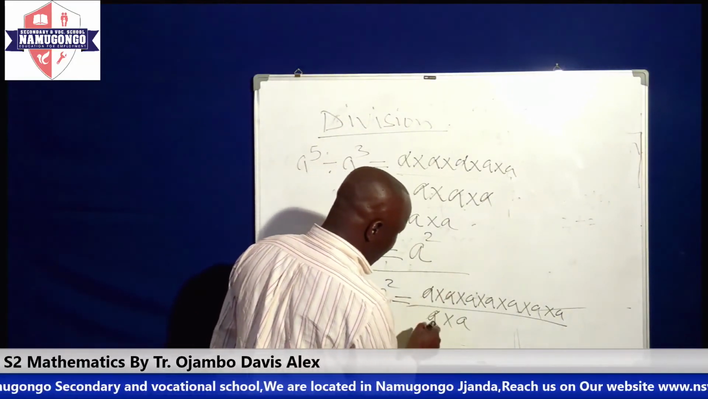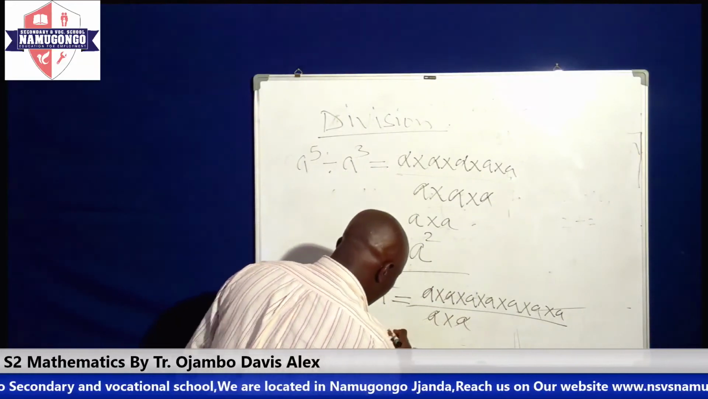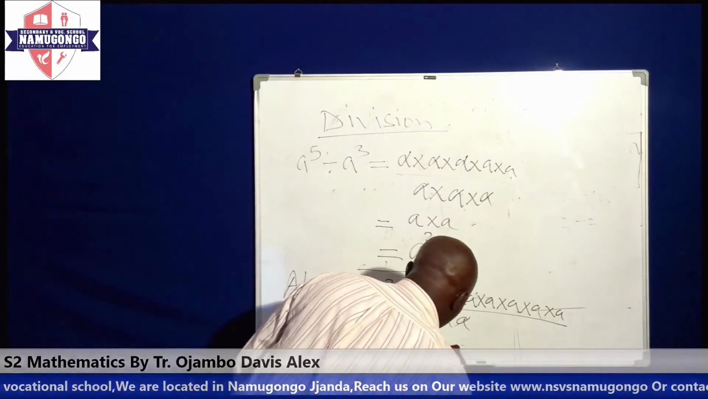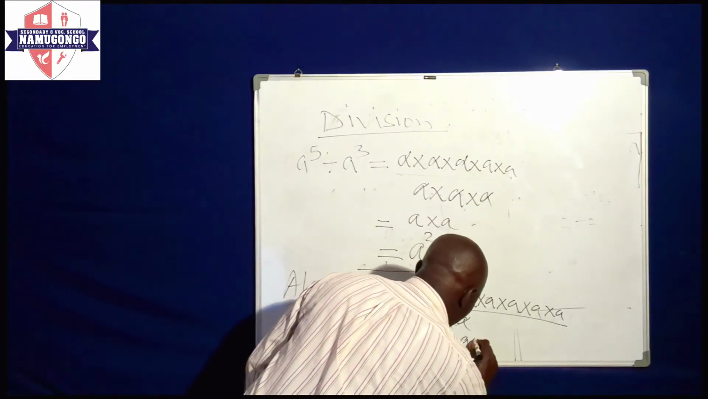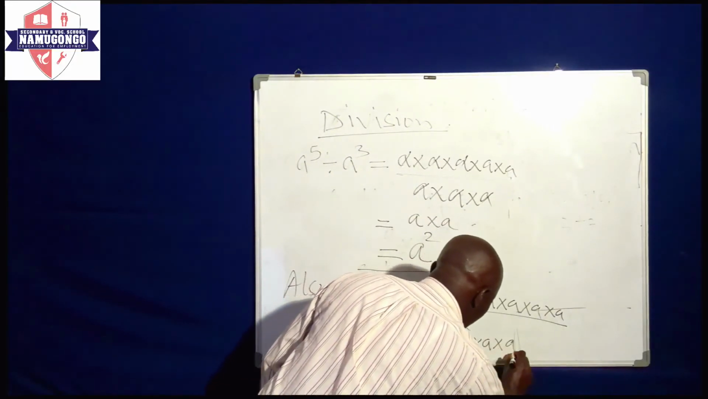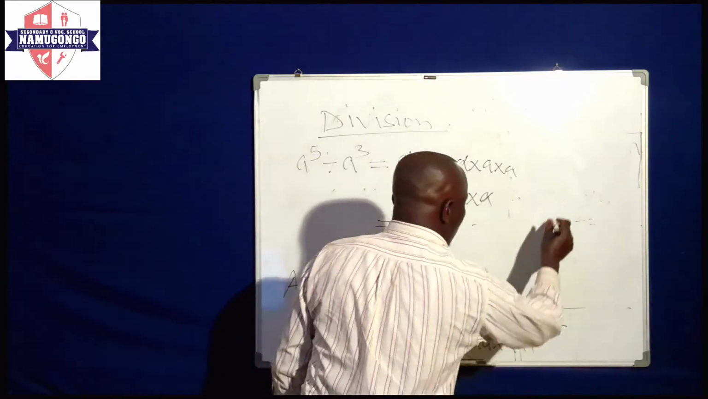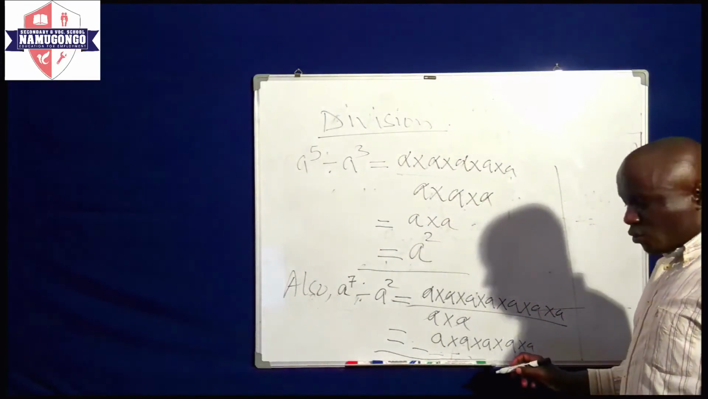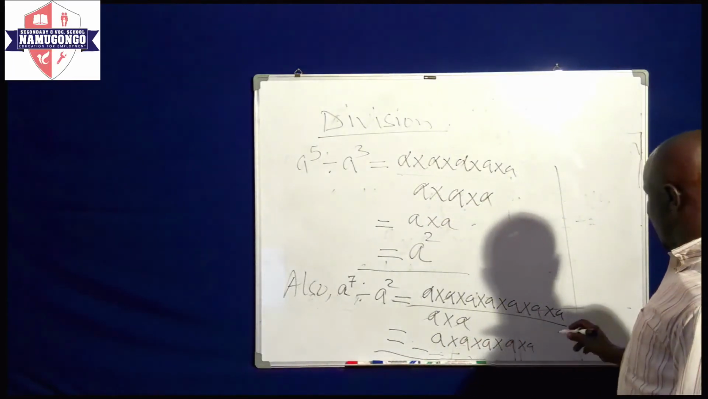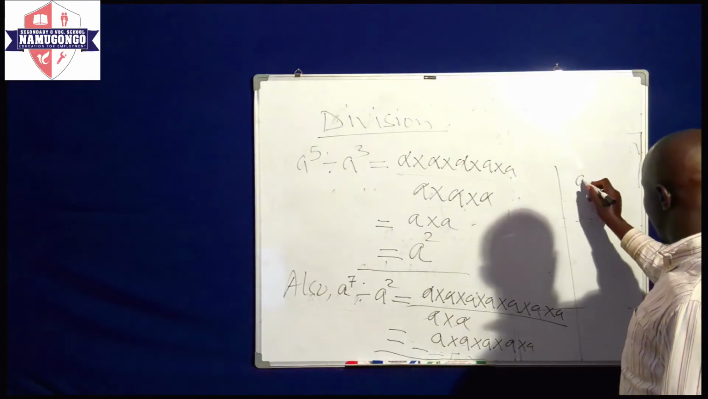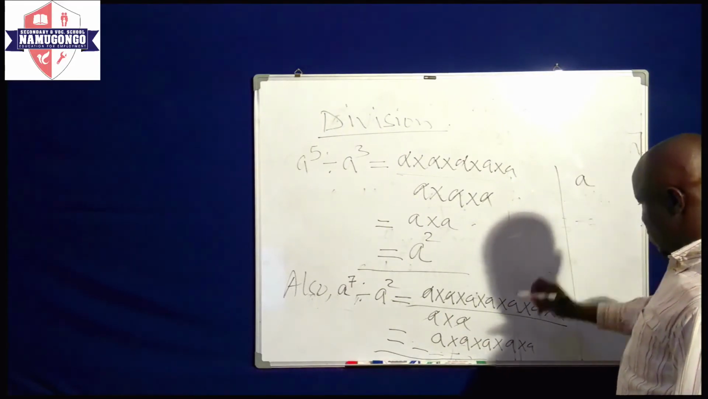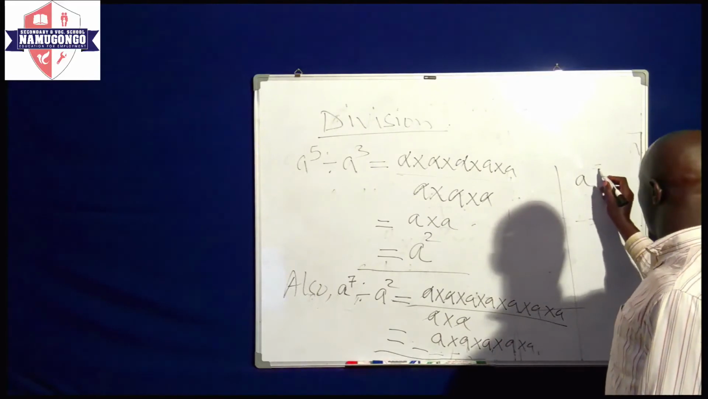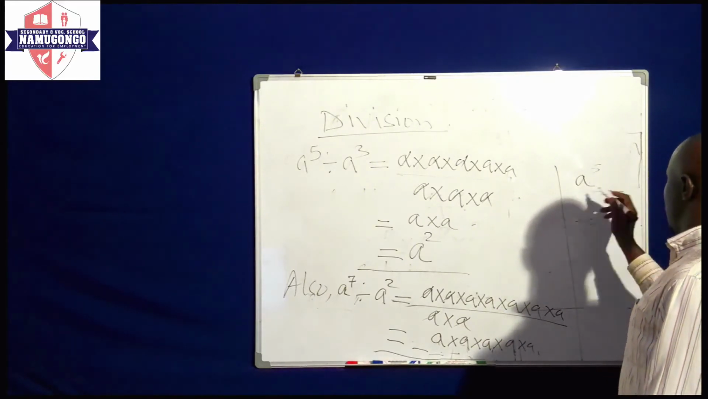Then from here, you can now divide. This a cancels out with this a, and this a cancels out with this a. Then we remain in the numerator with a multiplied by a multiplied by a multiplied by a multiplied by a. So how do we write this in power form? In power form, this can be written as a raised to the power, you can count 1, 2, 3, 4, 5. A raised to the power of 5.